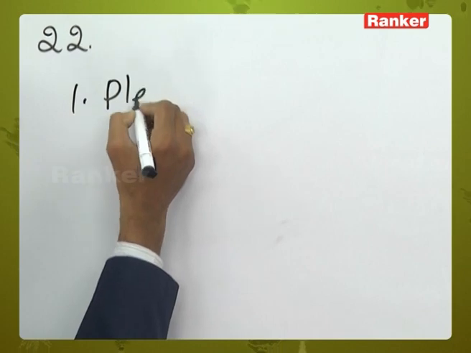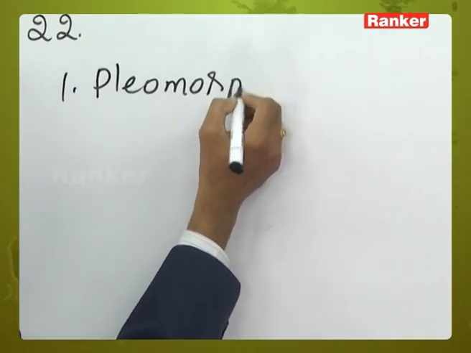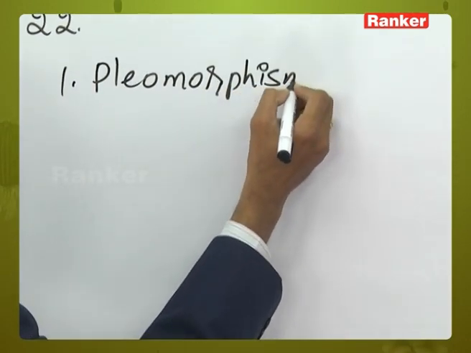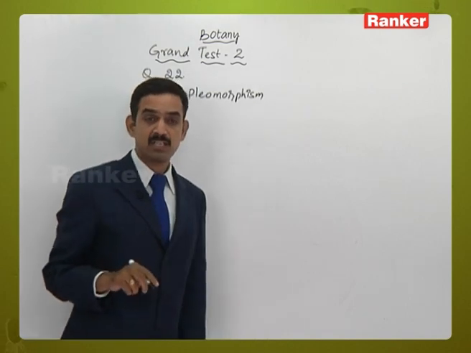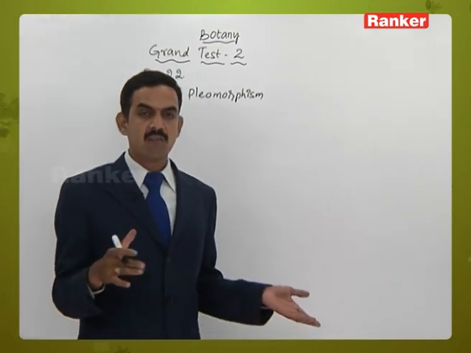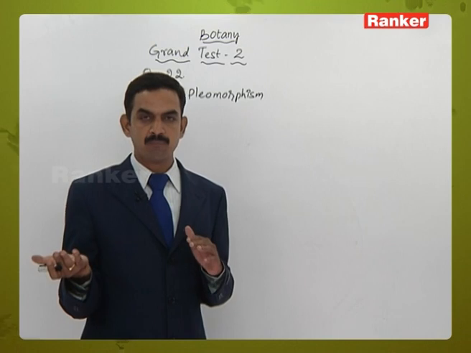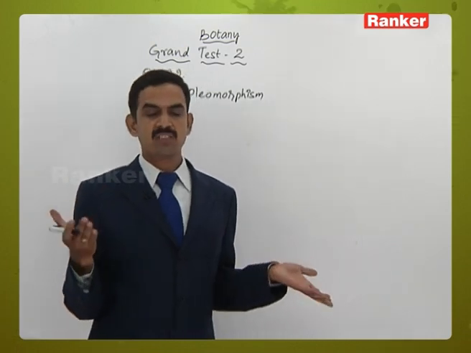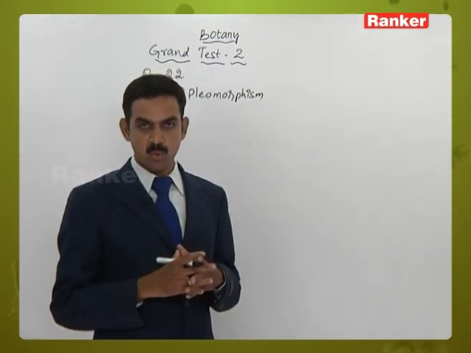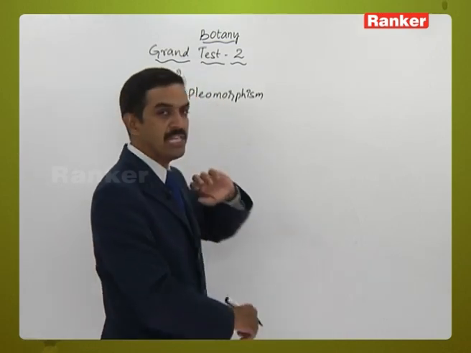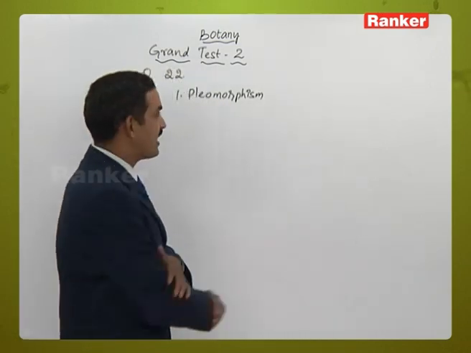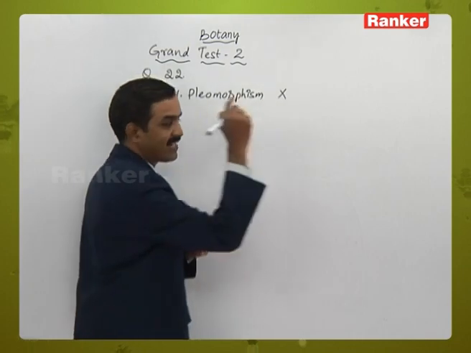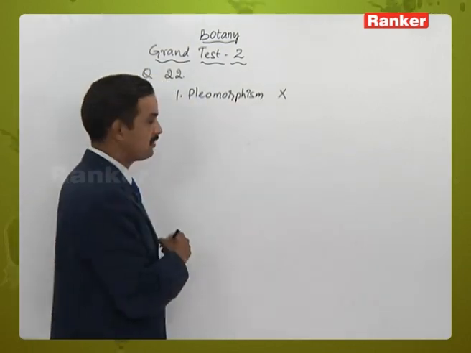One is pleomorphism. Actually, here pleomorphism is related to bacteria. That means a bacterium which can change its shape accordingly based on the nutrition that is available to it. That ability is called pleomorphism. So this is related to bacteria, so this one is incorrect for that statement.